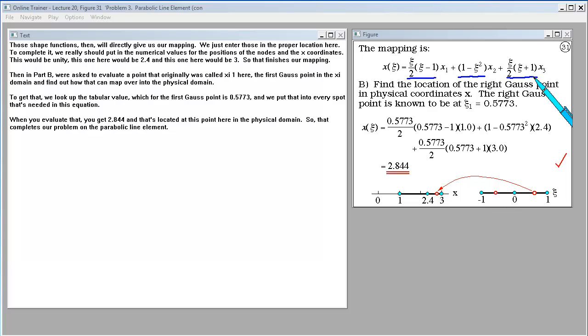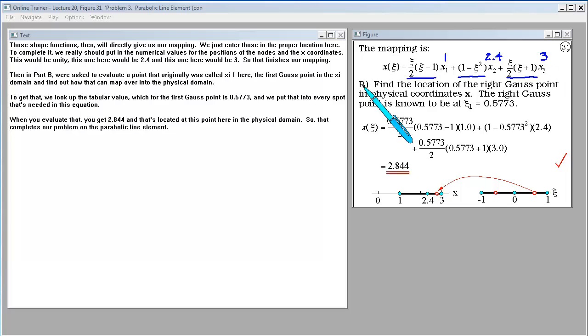To complete it, we really should put in the numerical values for the positions of the nodes in the x-coordinates. This would be unity. This one here would be 2.4. And this one here would be 3. So that finishes our mapping.